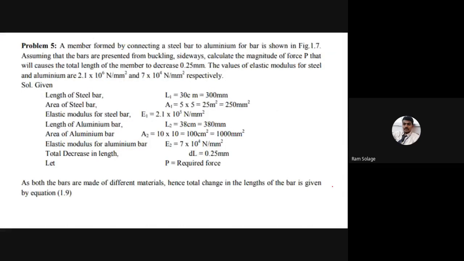Now read the problem. Write down the problem. A member formed by connecting rod. Write down the problem. Everyone, please write down the problem.